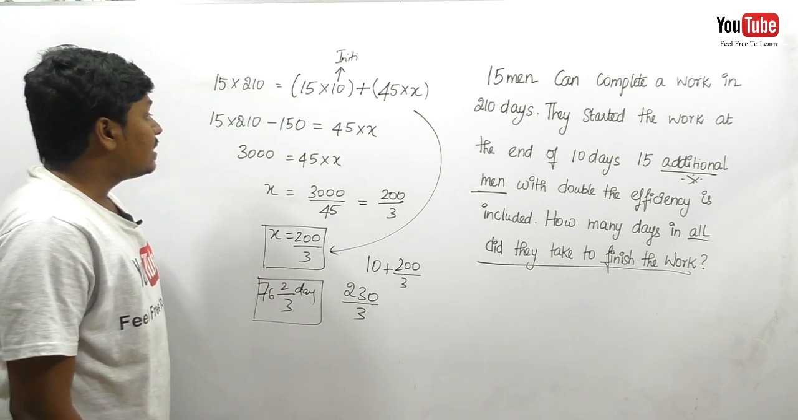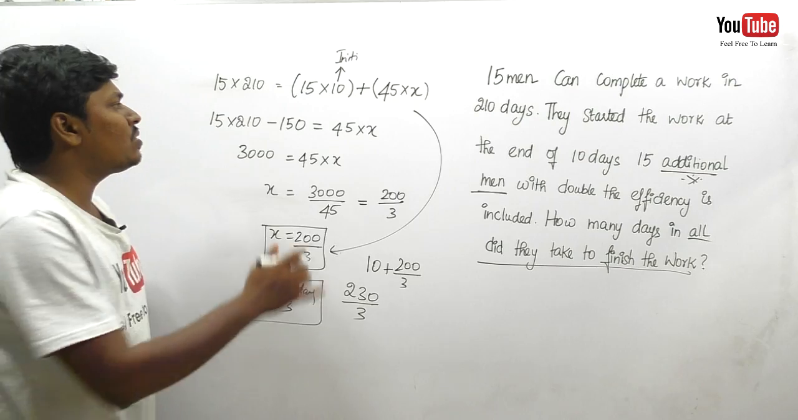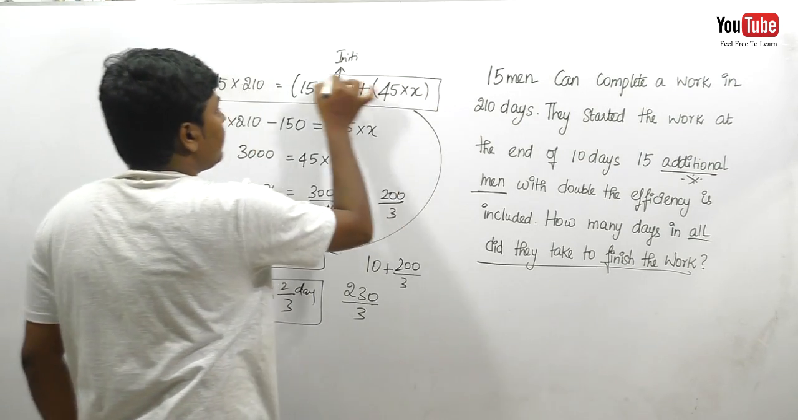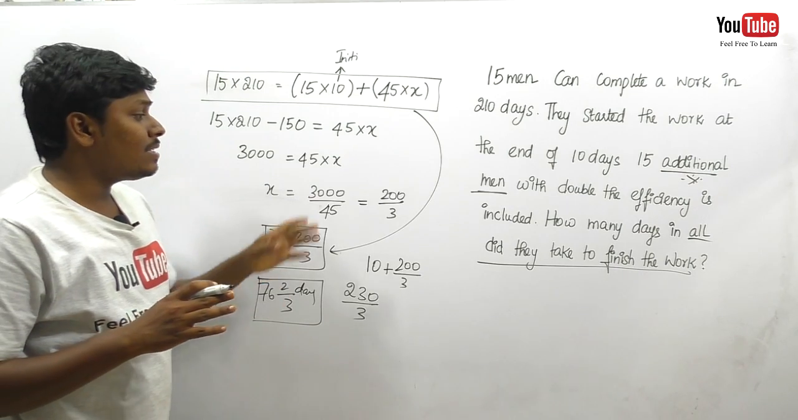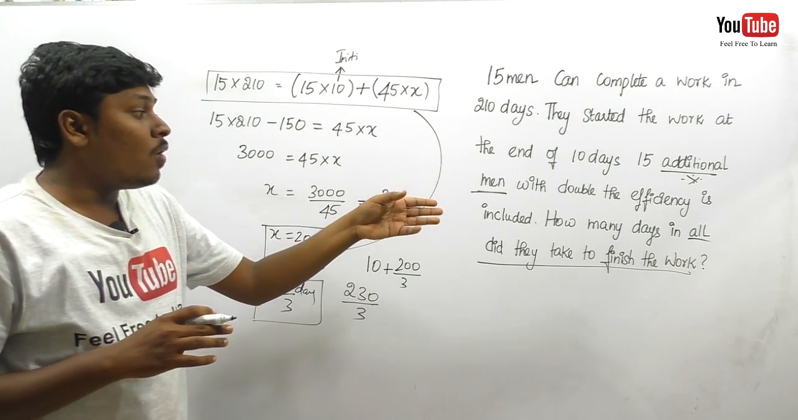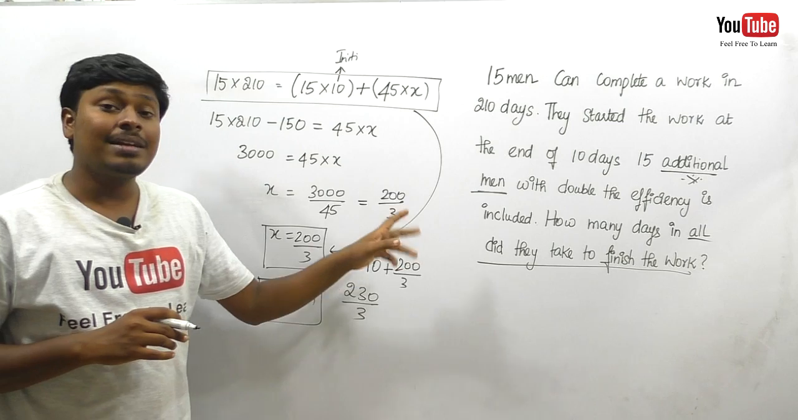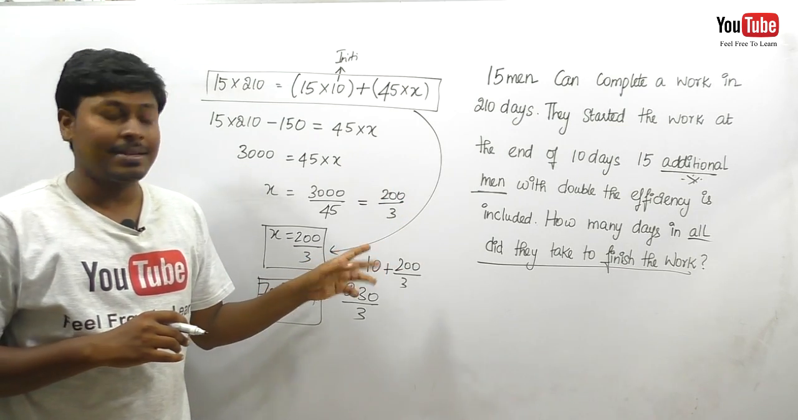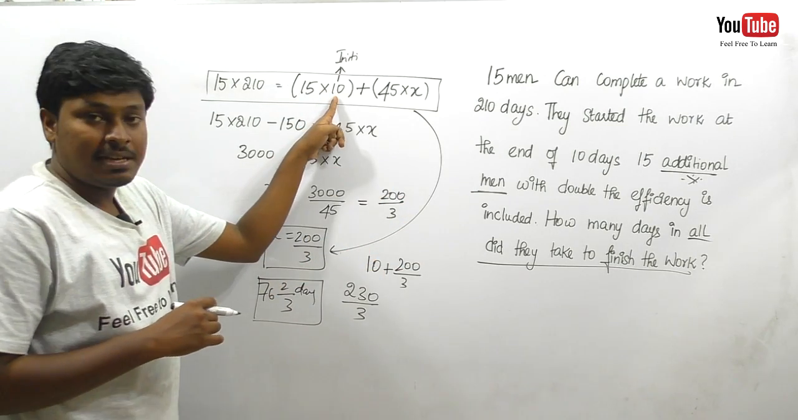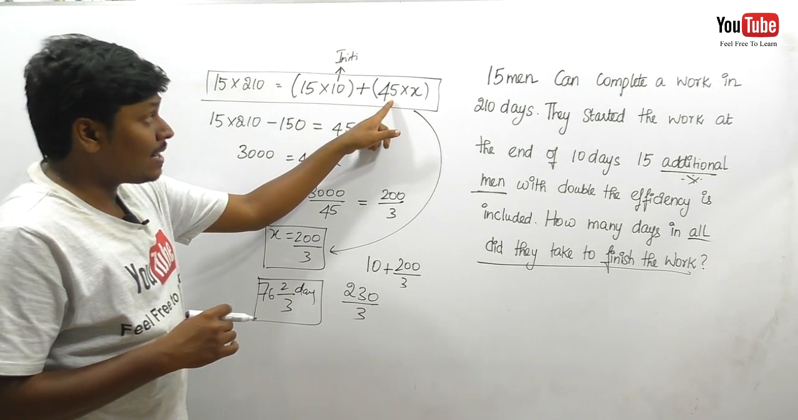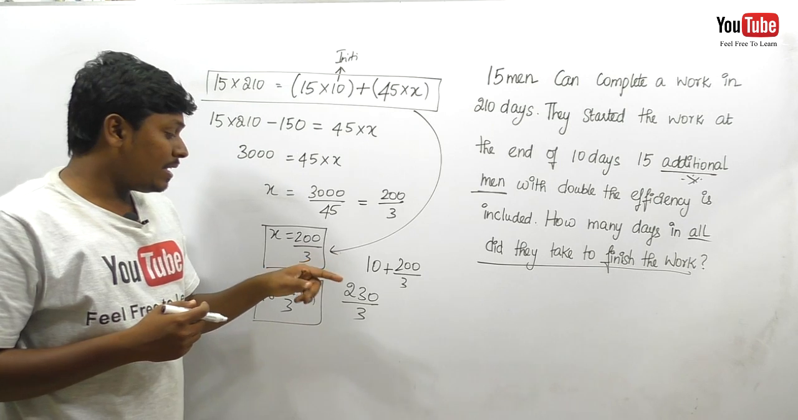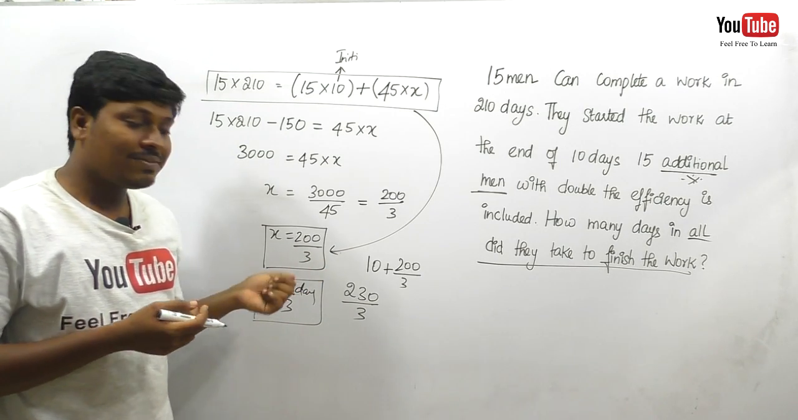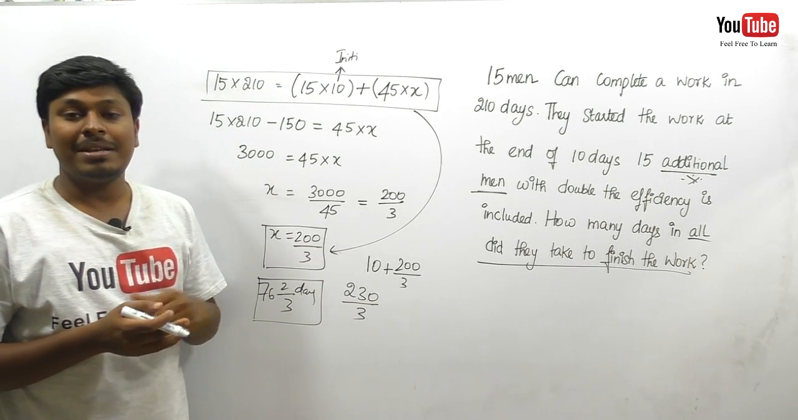So friends, this is an easy question, but you should know how to frame this equation. If you know how to frame this equation, you can crack this question. Remember one thing, the last part is most important: how many days in all? That means they are asking about the total work completed days. So we need to say the 10 days initially they worked, and after the additional man is added, they worked for 200 divided by 3 days. So totally they have worked for 230 by 3, that is 76 2 by 3 days, to complete this work.